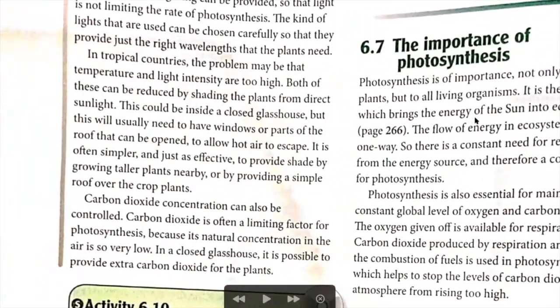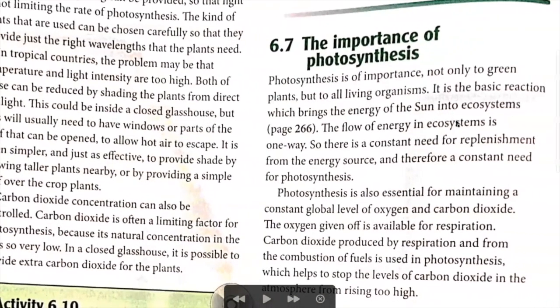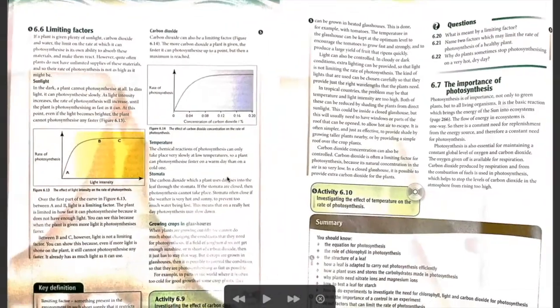Okay guys, so the last one is about the importance of photosynthesis. So I think this is very straightforward information. You can read on your own.